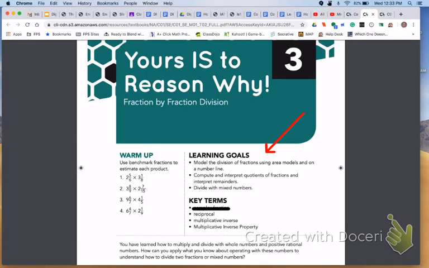Hi class, in lesson 3 you will be learning about fraction by fraction division. If we take a look at the learning goals, you will model the division of fractions using area models and on a number line, compute and interpret quotients of fractions and interpret remainders, and divide with mixed numbers. Please make sure to look for these key terms: reciprocal, multiplicative inverse, and multiplicative inverse property.